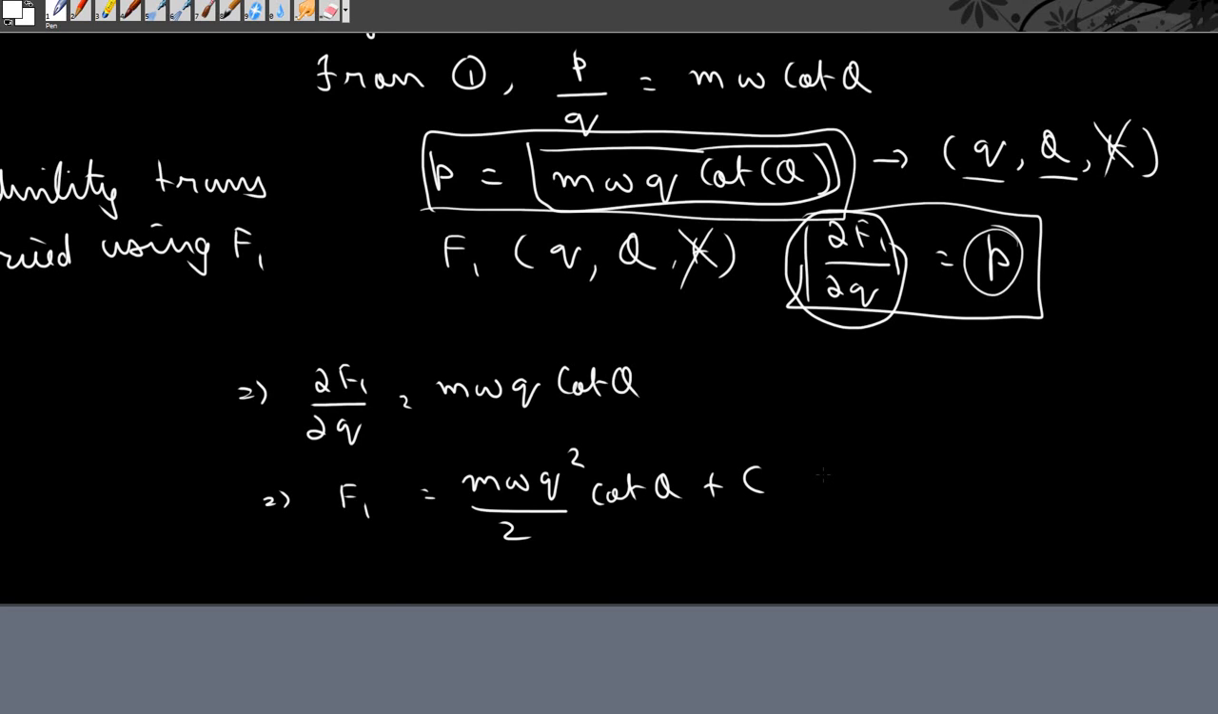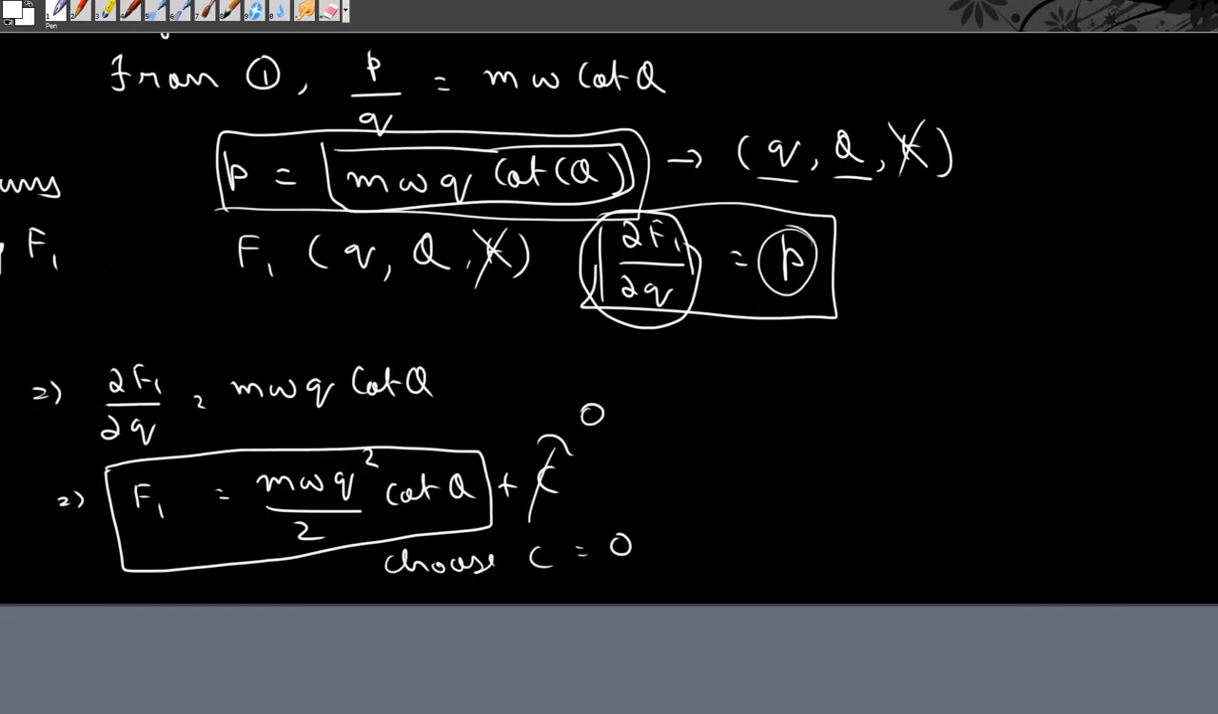Now we are free to choose the form of the generating function, and we are going to choose the function F1 where this C is going to be 0. Okay, so choose C equal to 0. Then our F1 is going to be defined by this equation.